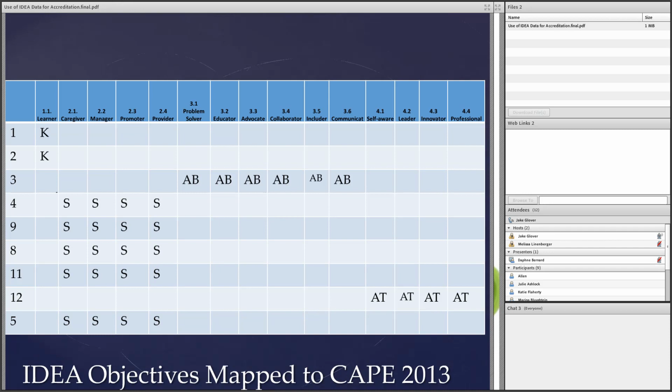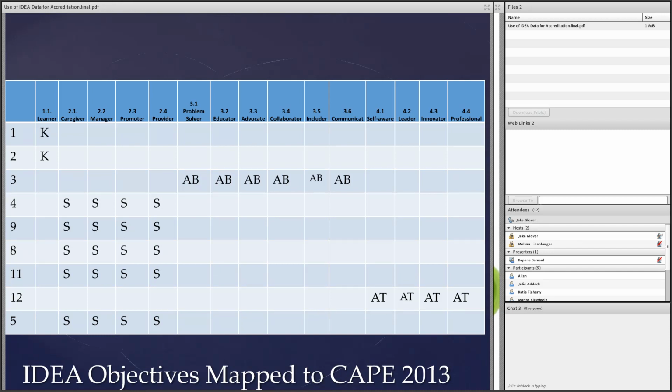And so where you see K, that's knowledge, where you see S, that stands for skills, where you see AD, those are abilities, and where you see AT, those are attitudes. So what we've done is we've linked directly these subdomains. In other words, we used to call them outcomes, but we're calling them subdomains starting in 2016. We've linked these directly to the specific IDEA objective. And this is important because we want to continue to use reliable tools like the IDEA Center, but we also want to show that direct connection with our ACPE standards as well. So this is very important for us to make this linkage.